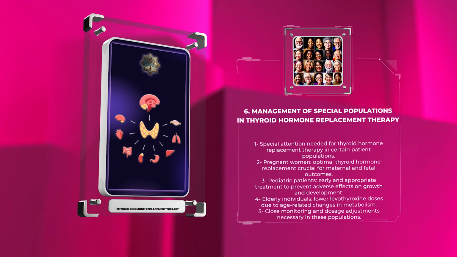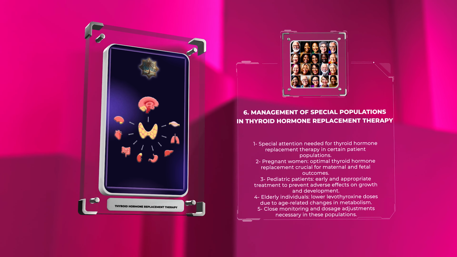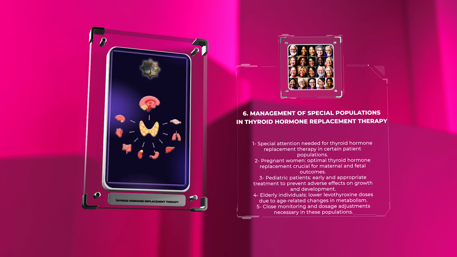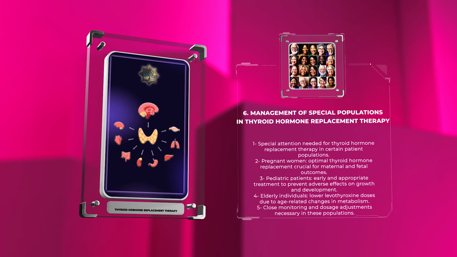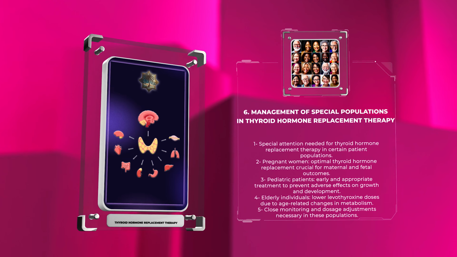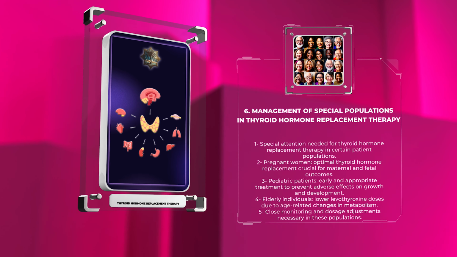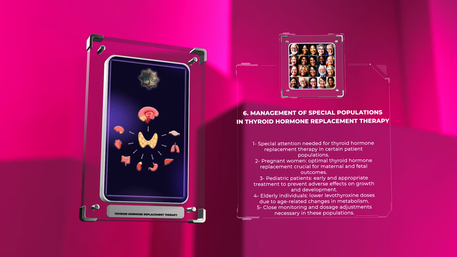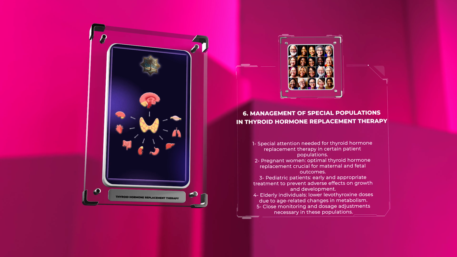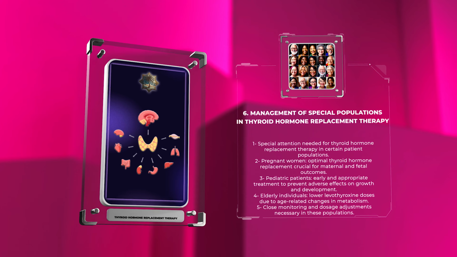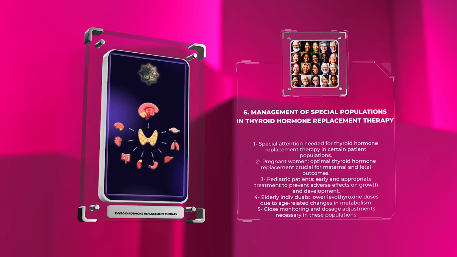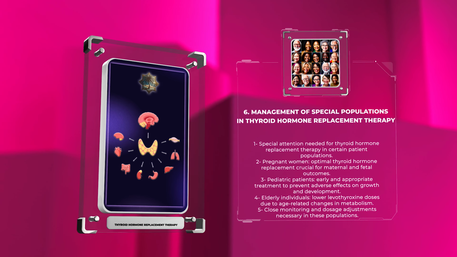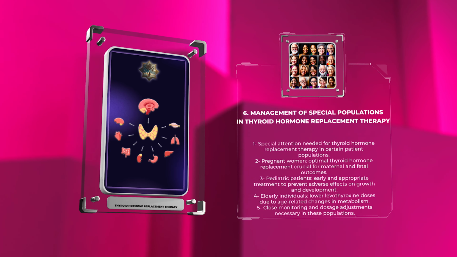Pregnant women with hypothyroidism, for instance, should receive adequate thyroid hormone replacement to ensure optimal maternal and fetal outcomes. The optimal levothyroxine dose during pregnancy may require adjustments due to changes in hormone metabolism and increased thyroid hormone requirements. Pediatric patients with congenital hypothyroidism should also receive early and appropriate treatment to prevent adverse effects on growth and development. Levothyroxine dosage in children is typically weight-based, and regular monitoring is crucial for maintaining hormone levels within the target range.